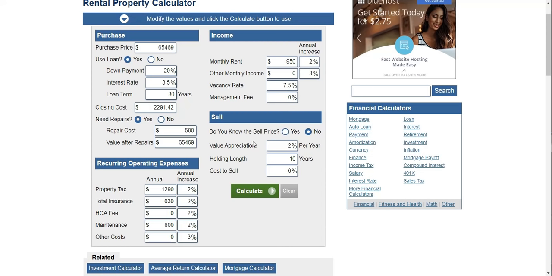And then it asks you, do you know the sale price when you're going to sell the property? We don't know what the sale price is going to be, so the no is checked on that block, but we're going to appreciate the property again at 2% per year. For this particular property, we're only going to hold it for 10 years and then sell it. And we're estimating the cost of sale as 6% of the value of the home at the time of the sale. So we've inputted all that data. Now let's hit the calculate button and see what kind of cash flow we get.